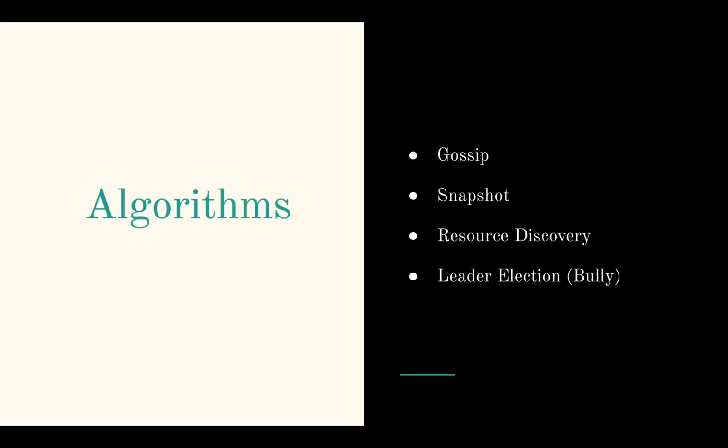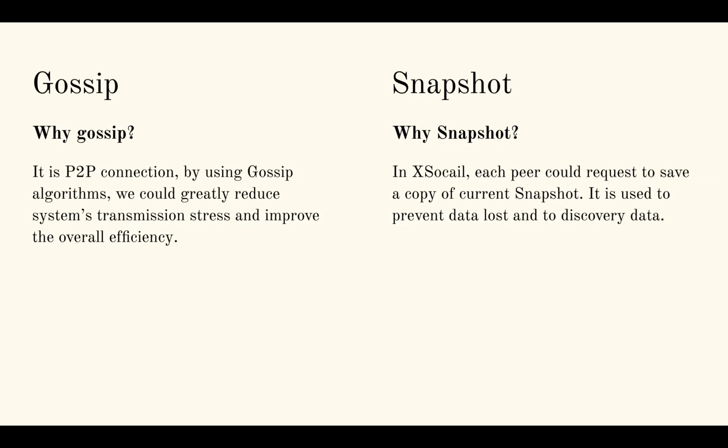Okay, here are four core distributed algorithms implemented in our project. They are Gossip, Snapshot, Resource Discovery, and Leader Election. First, it is the Gossip algorithm. It is impossible to send messages to all peers in the connection array. That will make the system slow and redundant. We could just use the Gossip method to improve the overall efficiency.